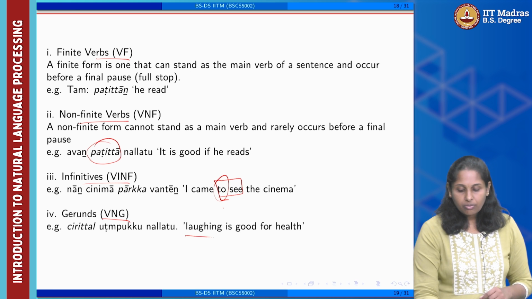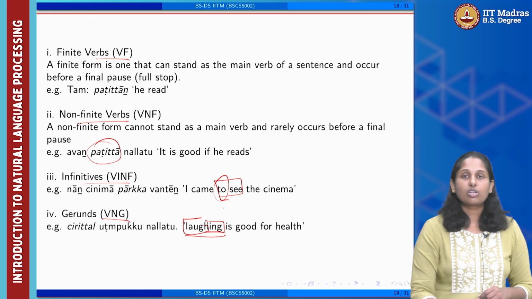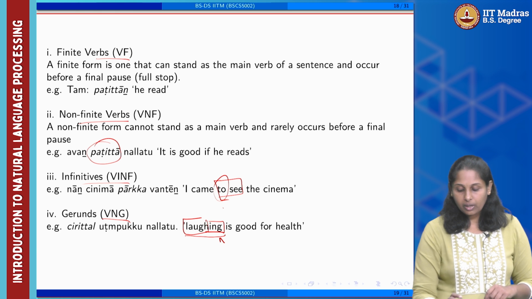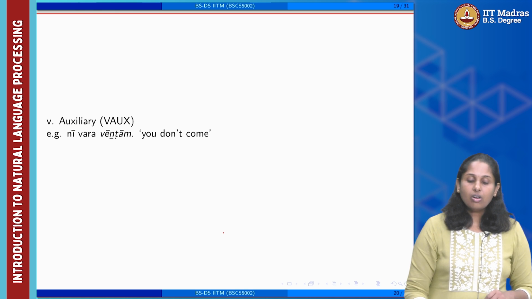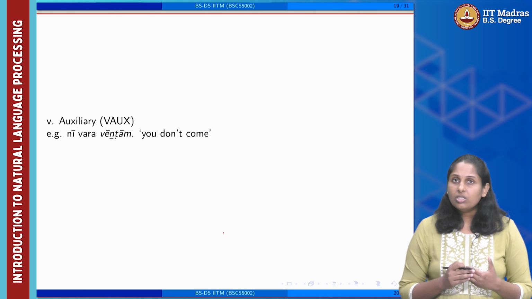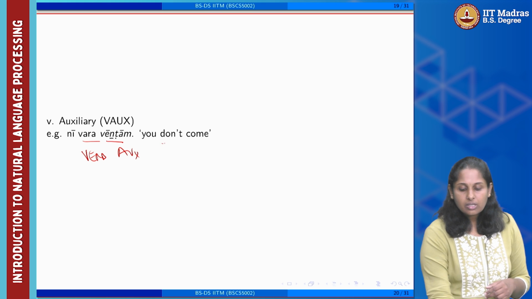So, laughing is good for health. Laugh is actually a verb, but you are adding a derivational marker here, ing is a derivational marker. Now, it becomes a noun, right. So, auxiliary is another important thing. All languages have auxiliaries. In most of our Indian languages, the auxiliary position is after a verb. There is a verb followed by an auxiliary. Whereas in English, auxiliaries always occur before a verb.